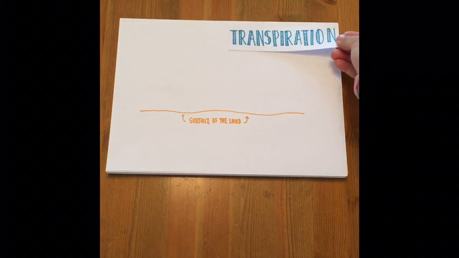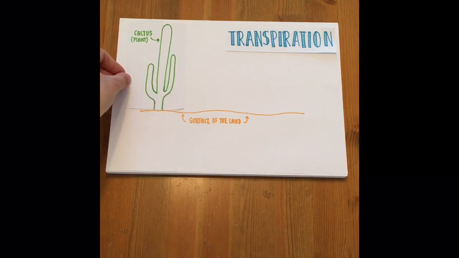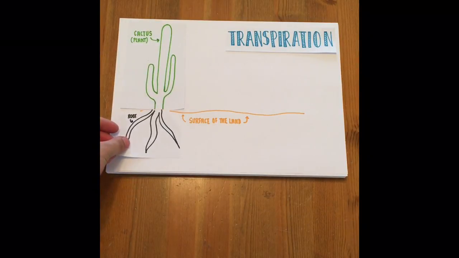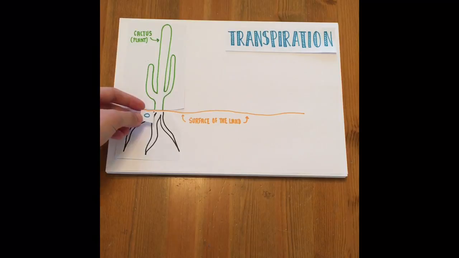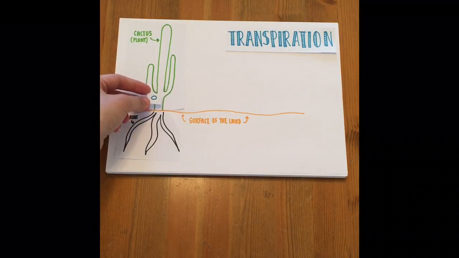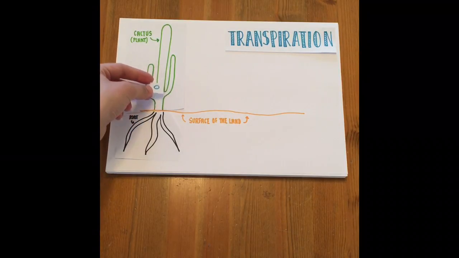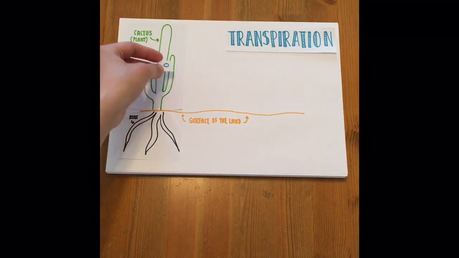Now let's look at the transpiration part. Those of you who study biology will know that, in its simplest form, transpiration is basically just water loss from plants. So, very simply, the plant takes up water from the soil through its roots, and this water gets pulled up the plant to be used in lots of different processes inside the plant.